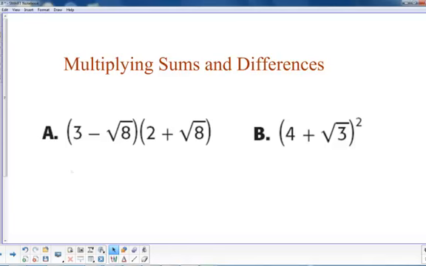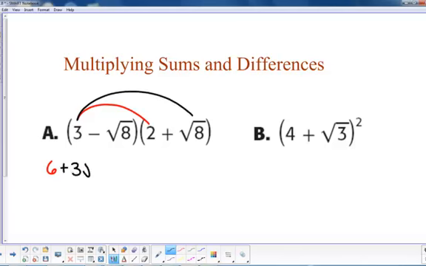All right, back to the distributive property, or that FOIL method: first, outer, inner, last. So 3 times 2 is our first one. That's 6. And then the outer, we have 3 root 8. That root 8 is going to need to be simplified. And then the inner, minus 2 root 8. If you're losing that negative, you might want to make it plus a negative.